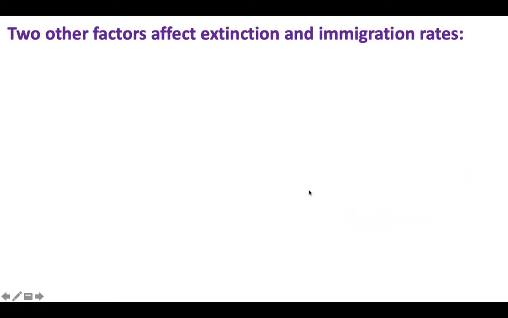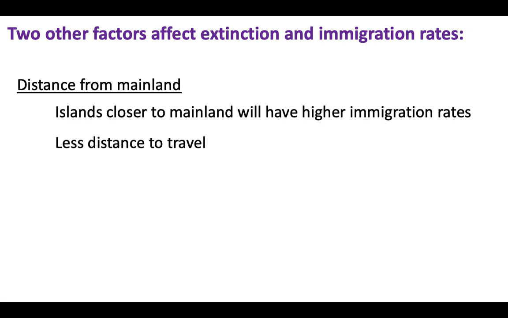Two factors will affect extinction and immigration rates. And you already know what they are, because I talked about them at the very start of the video: size and distance. So distance from the mainland is going to impact the extinction and immigration rates. Islands that are closer to the mainland, think Hawaii being very far from the coast of the US, islands that are closer will have higher immigration rates. Why? Well, there's less distance to travel from the mainland to an island when it's closer. It's easier to get there. It's easier to move to a new place when it's nearby.